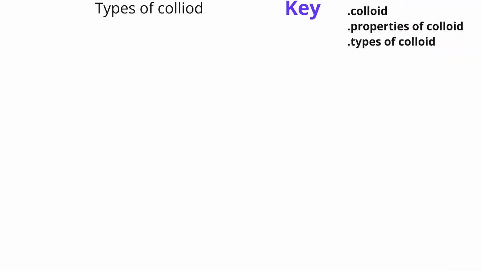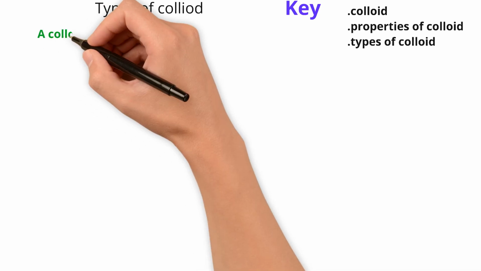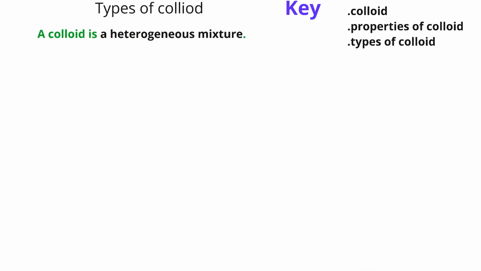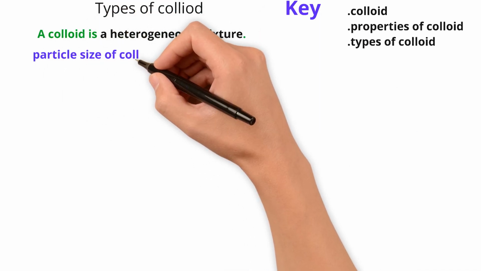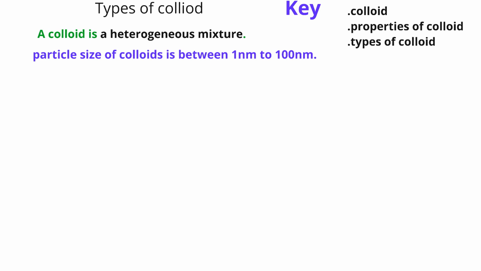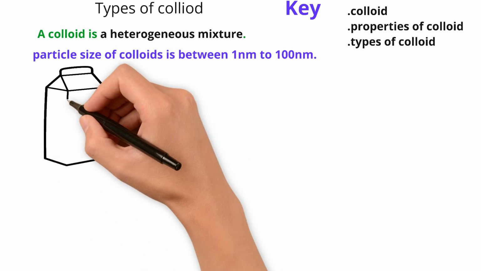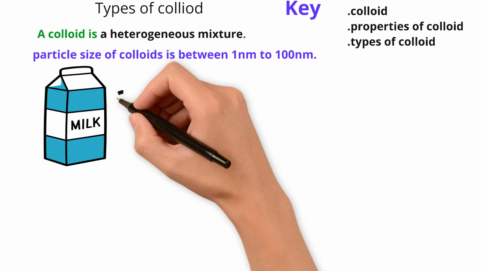The key elements here are colloids, properties of colloids, and types of colloids. First, let us define what a colloid is. A colloid is a heterogeneous mixture. The particle size of colloids is between 1 nanometer and 100 nanometers.